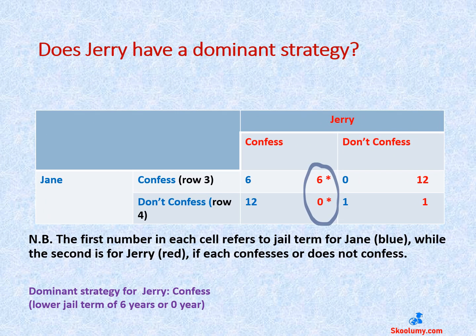What is the dominant strategy for Jerry? If Jane confesses, the best option for Jerry is to confess, since he gets a jail term of 6 years as against the 12 years he will receive, if he does not confess. The best option for Jerry is still to confess, if Jane does not confess. This will get him a jail term of 0 year as against the 1 year he will get for not confessing. In both situations, the best strategy for Jerry is to confess. That means Jerry has a dominant strategy, which is to confess, whether Jane confesses or not.